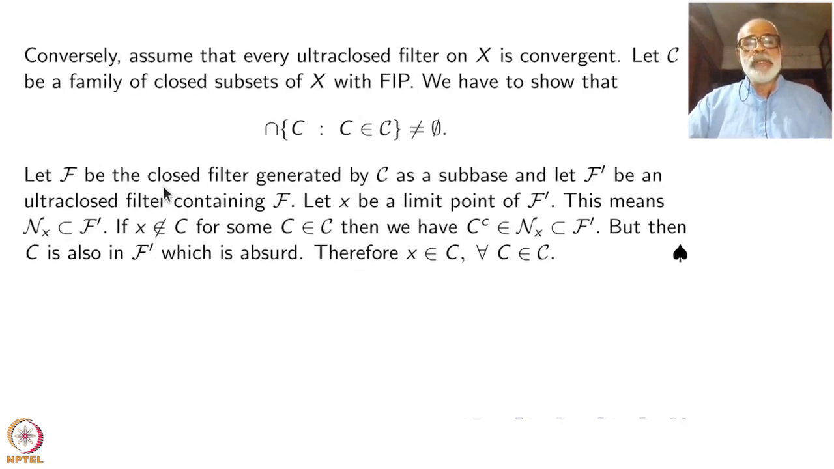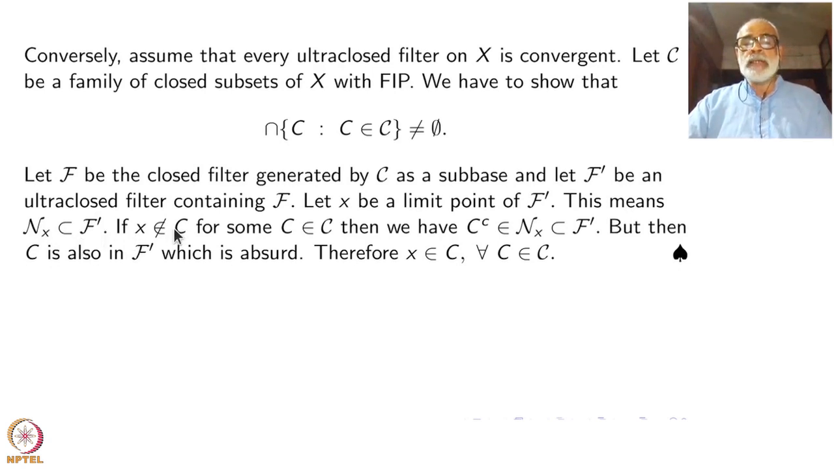So let F be the closed filter generated by C, because any family which has finite intersection property generates a filter. But that will be a closed filter because the members of all this C are all closed subsets. So we get a closed filter contained in an ultra closed filter. So let F prime be an ultra closed filter containing F, by Zorn's lemma. Now, we are assuming that every ultra closed filter is convergent. So let X be a limit point of F prime. This means that the neighborhood filter of X is contained inside F prime.